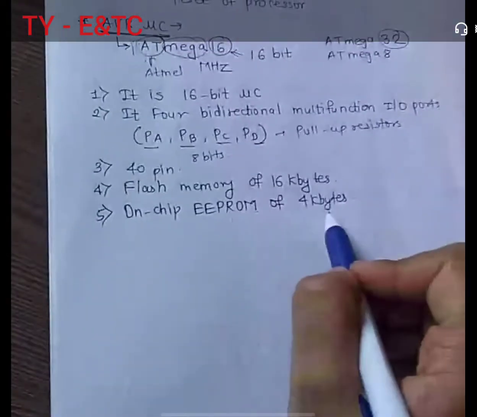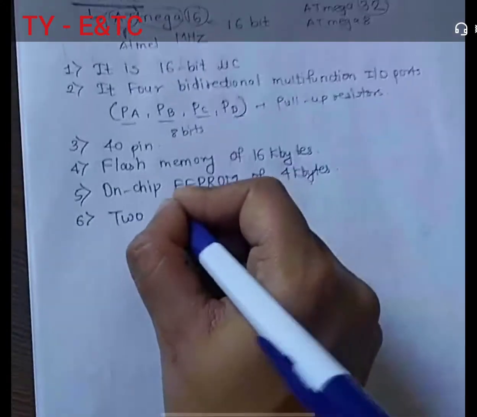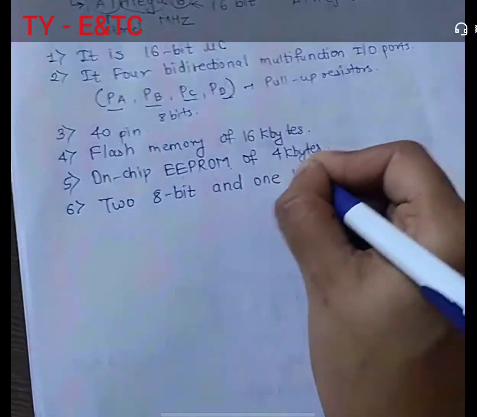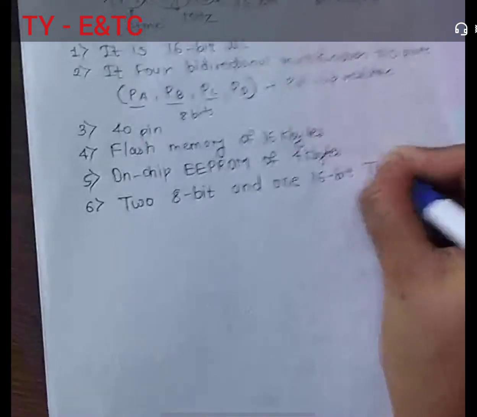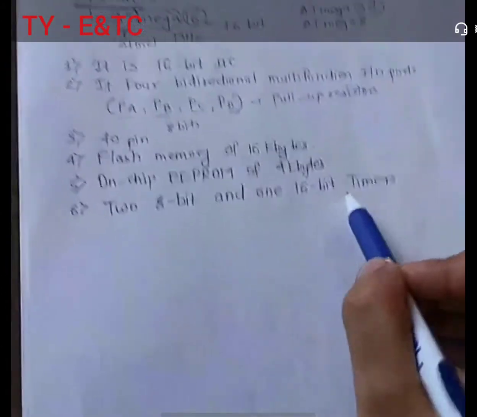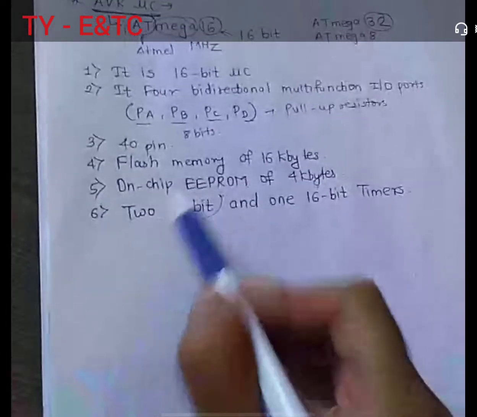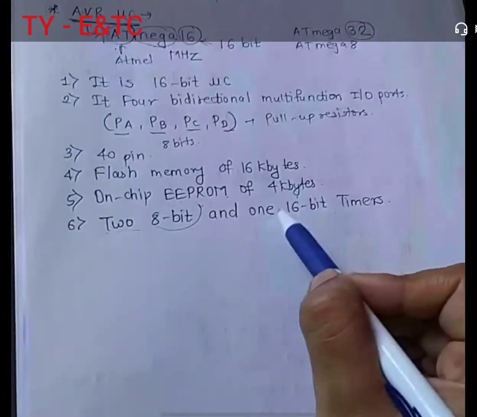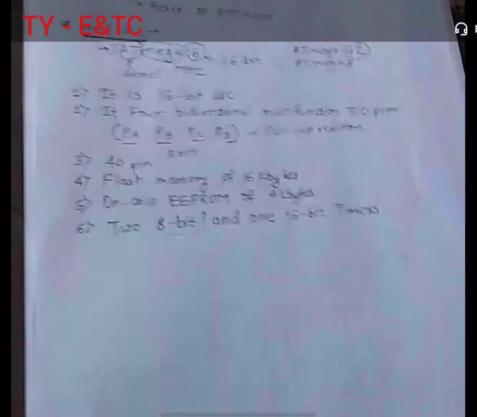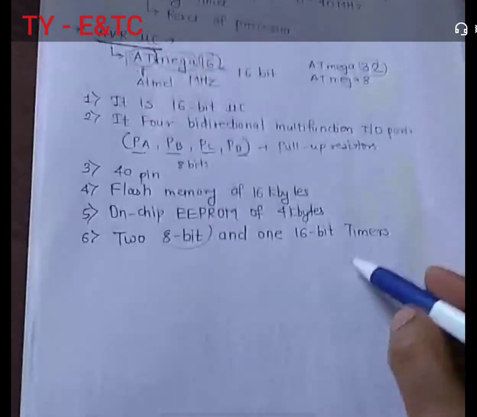Then it is having 2 8-bit and 1 16-bit timers. Now related to the timers, we have this feature. Total number of timers are 3, out of which 2 timers are having the size of 8-bit and 1 timer is having the size of 16 bits. So here the size of the timers is a little bit different. 2 of them are having the size equal to 8-bit and 1 is having the size of 16-bit.